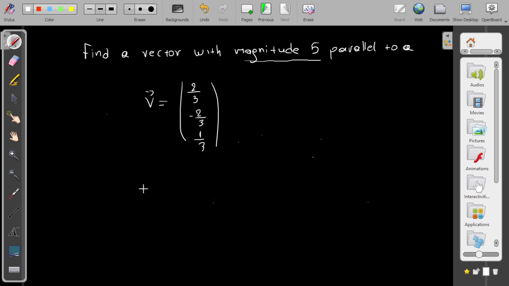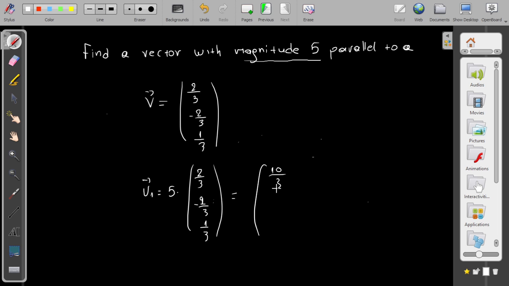So basically I want 5 times this one. So another vector V1 would be 5 times my unit vector, (2 over 3, -2 over 3, 1 over 3). So I have (10 over 3, -10 over 3, 5 over 3).